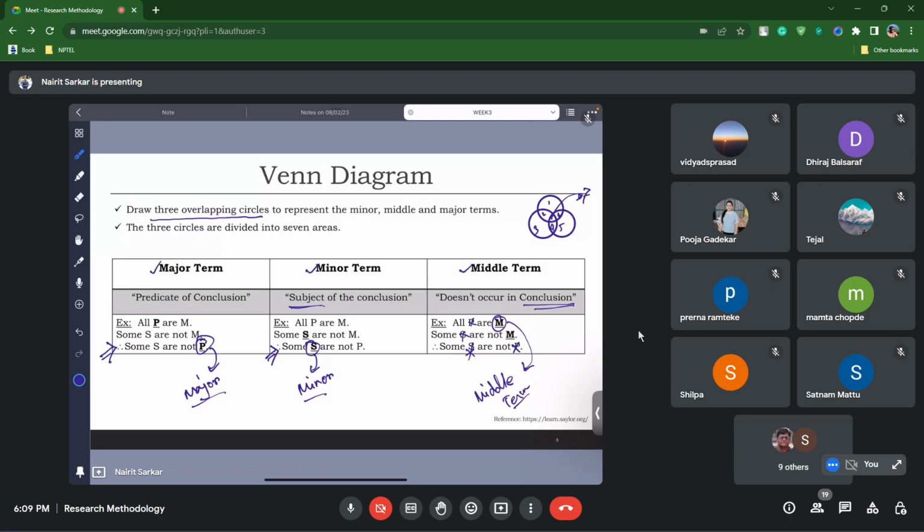Major term is the predicate of the conclusion. That means here it is P. Minor is the subject of the conclusion, which is S here, and anything that does not occur in the conclusion is the middle term. So M is the middle term here. Okay.